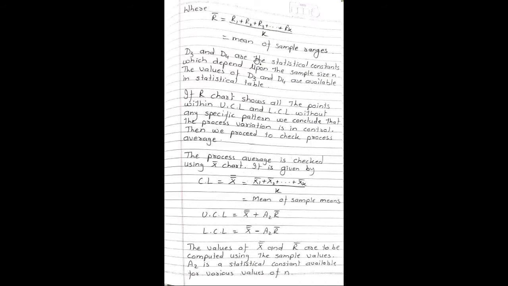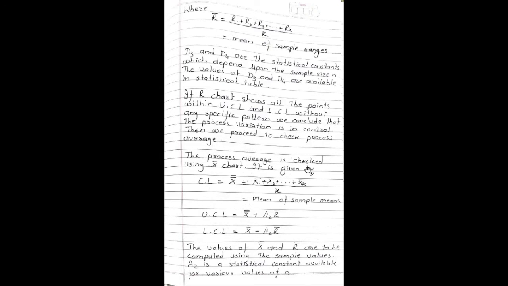D3 and D4 are the statistical constants which depend upon the sample size n. The values of D3 and D4 are available in the statistical table. If the R chart shows all the points within the upper control limit and lower control limit without any specific pattern, we conclude that the process variation is in control. Then we proceed to check the process average.